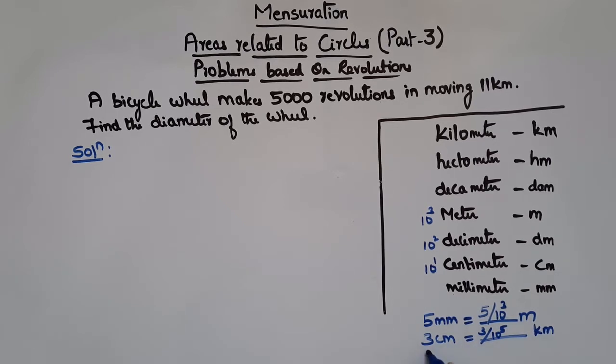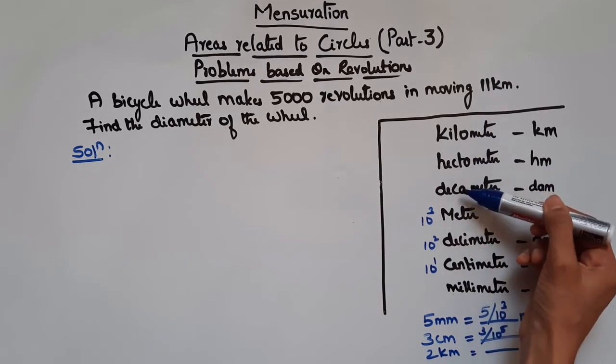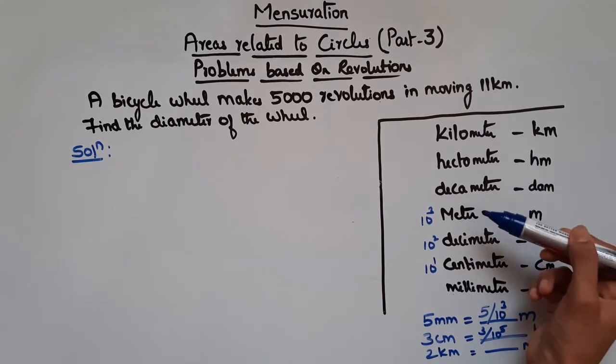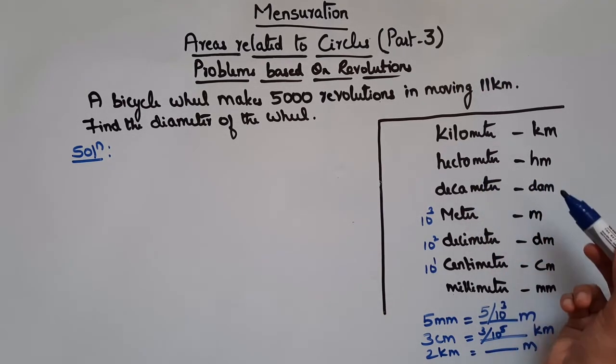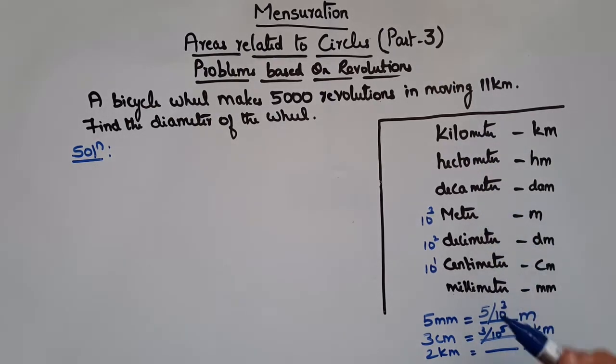Now let me give another example. If you want to convert 2 kilometer to meter. We are coming from kilometer to meter, from here to here. So 10 power 1, 10 power 2, 10 power 3. Now 10 power 3 has to be multiplied or divided. Here it is bigger unit to smaller unit, so you will multiply with 10 power 3. So 2 into 10 power 3. This will give the answer in meters. I hope this is clear.